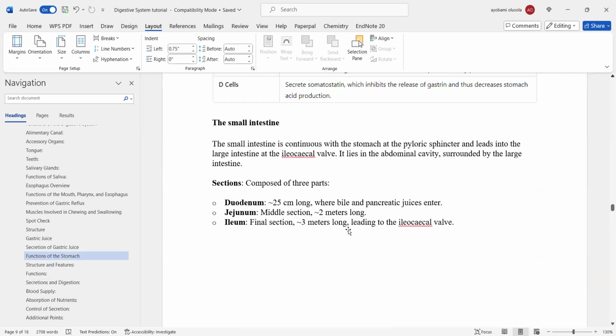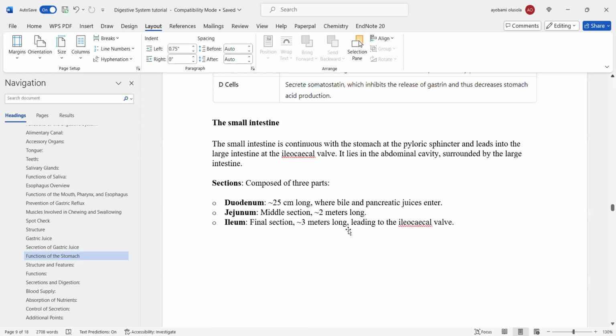Now there are three sections of the small intestine. The first part is called the duodenum, the second part is the jejunum, and the last part is the ileum. The duodenum is 25 centimeters long. It is not very long, unlike the jejunum and the ileum, which are 2 meters, 3 meters. Note the differences in the centimeter and meter.